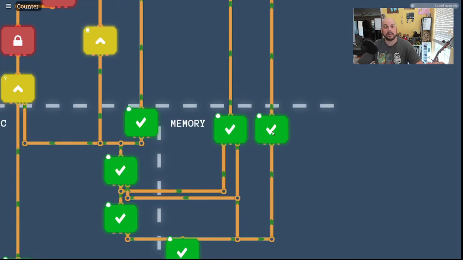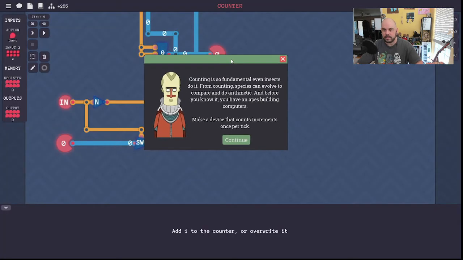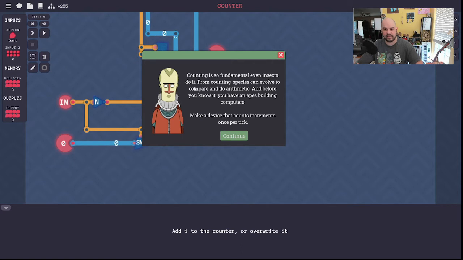All right, on to the last one. And this one was the most frustrating for me. Counting is so fundamental, even insects do it. From counting, species can evolve to compare and do arithmetic. Arithmetic. Wow, words. And before you know it, you have apes building computers.